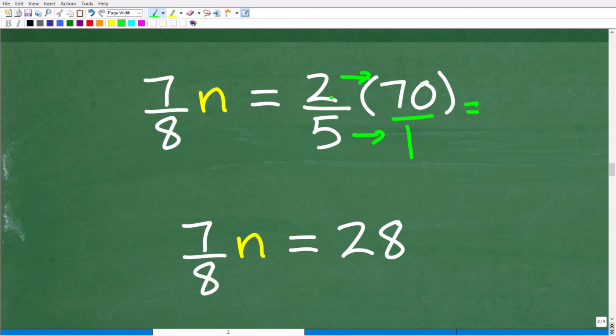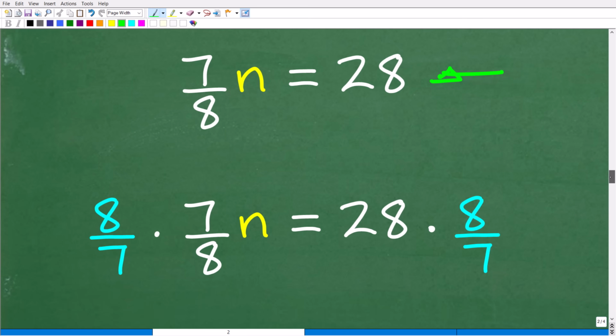And so we have 2 times 7. You can do this on your calculator. So you'll have 140 divided by 5. Again, feel free to use a calculator. Now, another thing you could do here is take 5 and divide it into 70, get that answer, multiply by 2. But either way, you're going to end up with 28. All right, so we have 7/8 n is equal to 28.